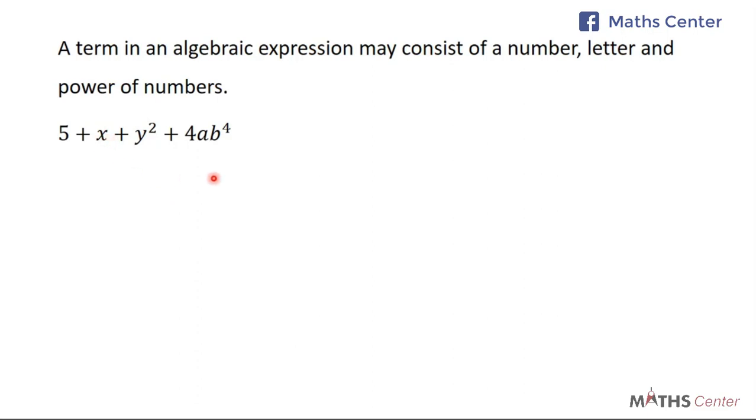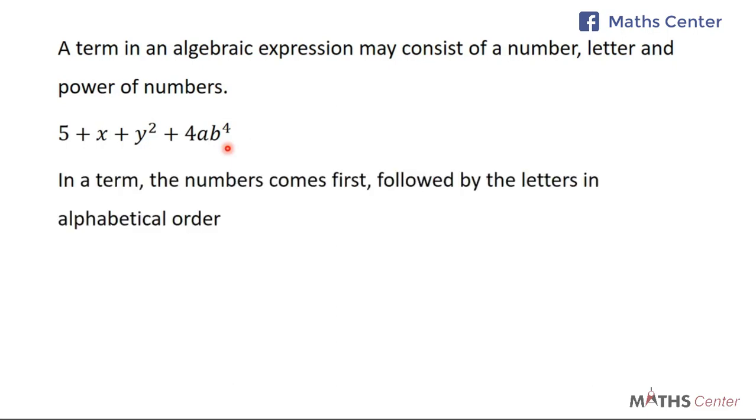It may also consist of powers of numbers. So you can see from here that we have the letter or variable y, but it's raised to the power 2. So a term can also contain a power of a number. Sometimes all these come together and form one term. An example is what we have here, 4ab raised to the power 4. So you see that in this term we have 4, which is a number, we have a letter, and we also have a power of a number here. So all these can come together to give us a term.